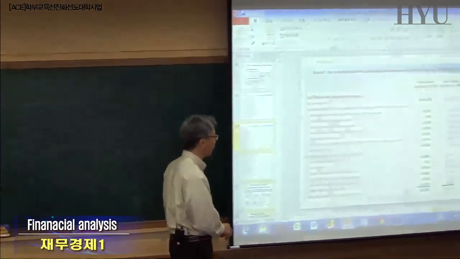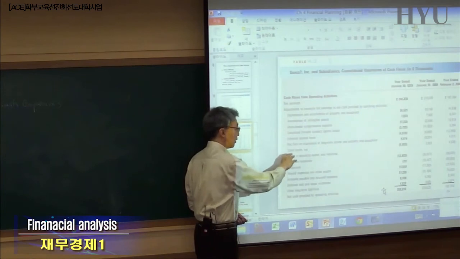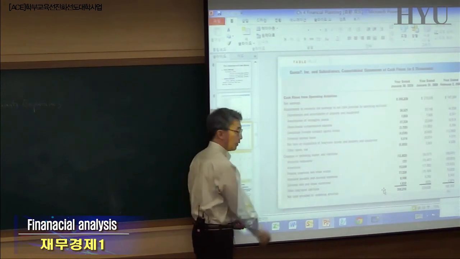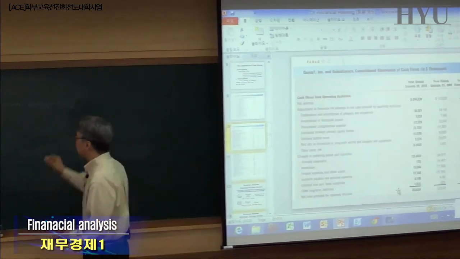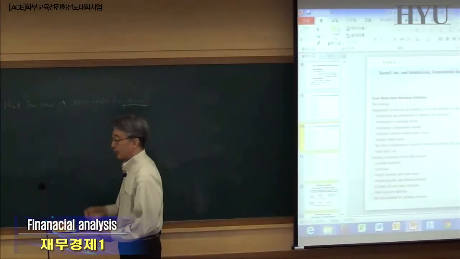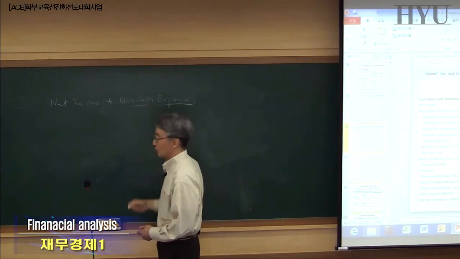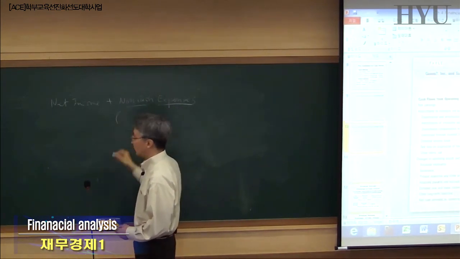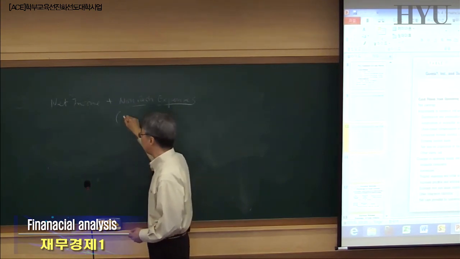Income statement starts from net sales, and then subtract all the expenses, and the bottom line is net income. But some of those expenses that have been subtracted are non-cash expenses. What are the examples of non-cash expenses? Depreciation.